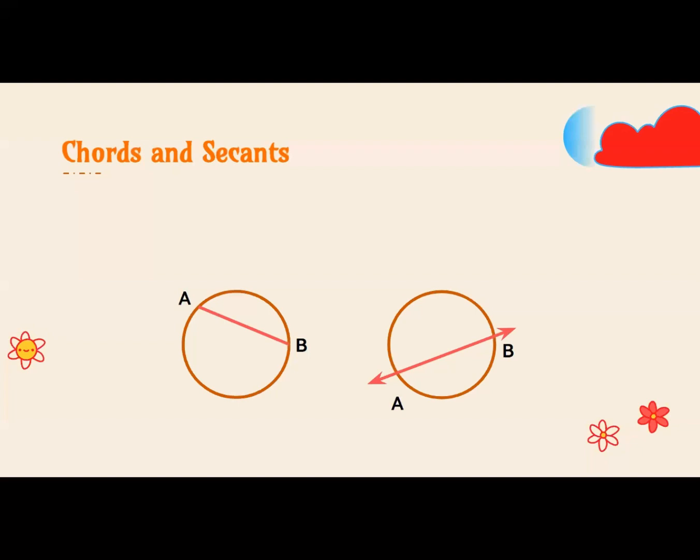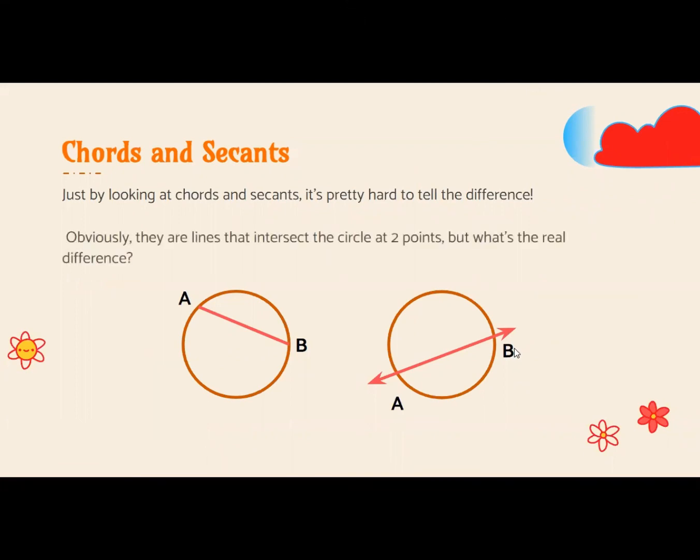So let us continue. Like I said, you might look at this picture and say, okay, so we have AB and AB. They're completely different. So what's the main difference of these two? Just by looking at them, it's pretty hard. You probably don't know what it is. Obviously, they're both lines that intersect the circle at 2 points. Like the tangent, it intersects the circle at 1 point. But what about a line that intersects the circle at 2 points? So what's the real difference?